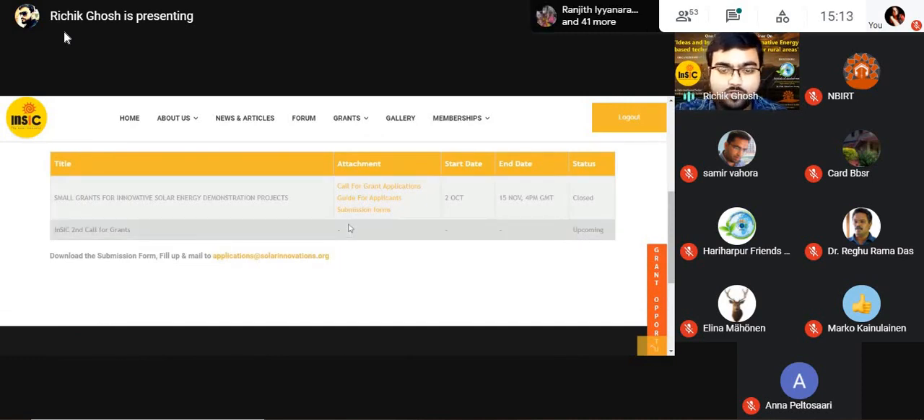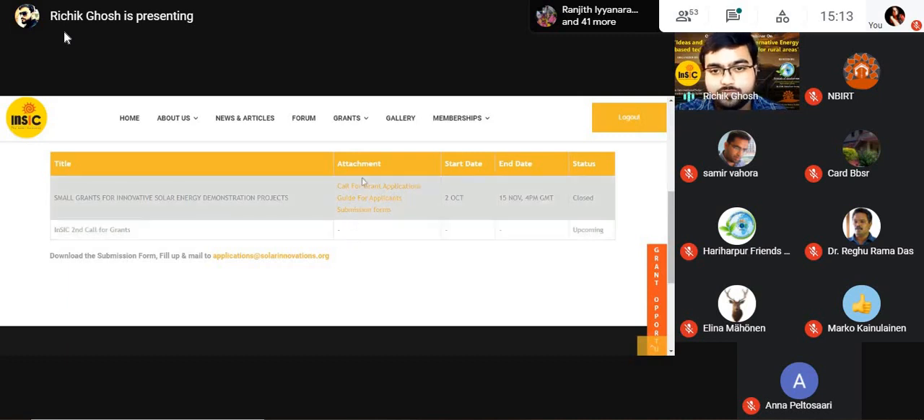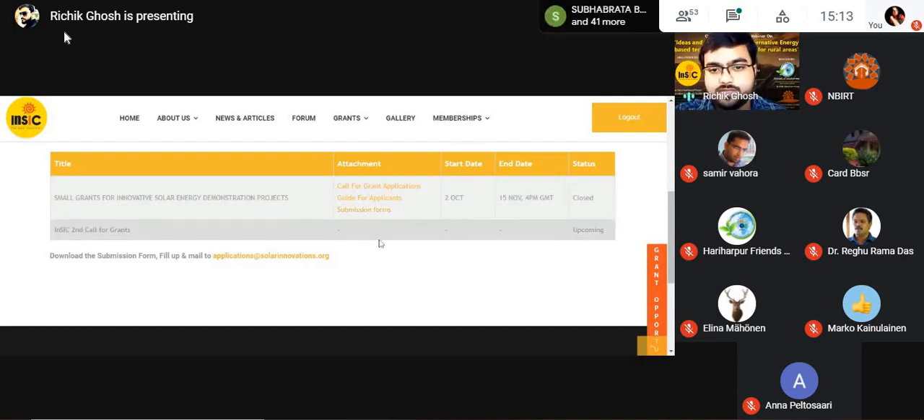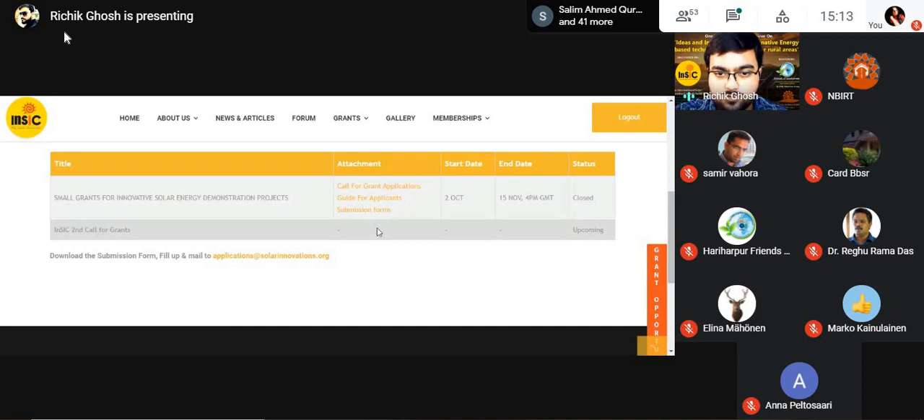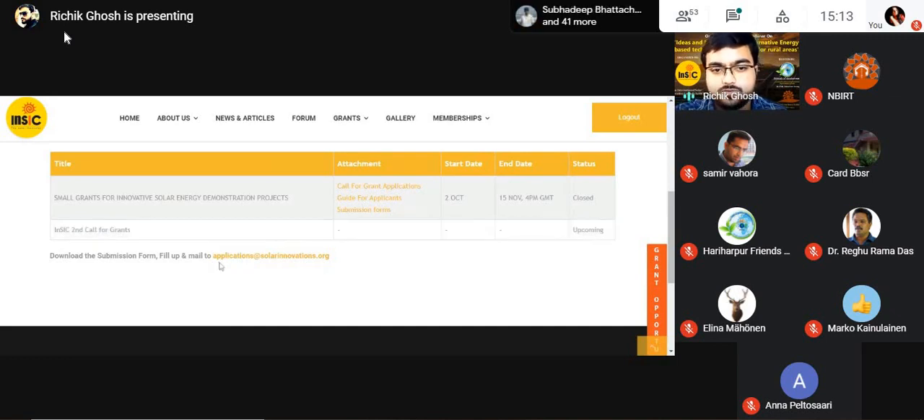So all the documents of the grants, which are the call for grant applications, guide for applications and submission of forms, all of this can be found in this section. So if you want to apply for this grant, you can come here to this page, download all the forms, and send them to applications@solarinnovations.org.